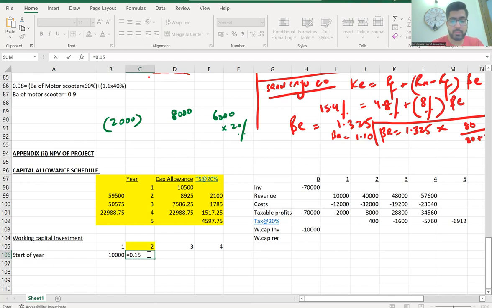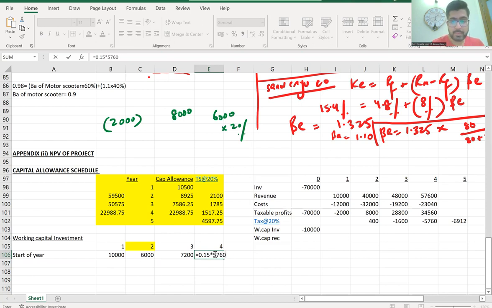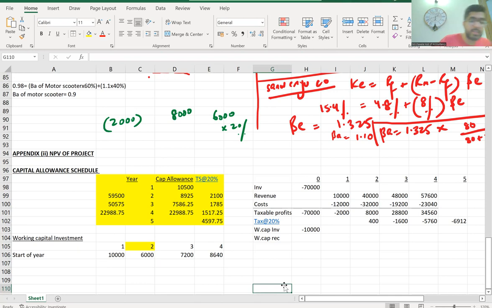So 15% of revenue means start of year two, 15% of 40,000, year two revenue. Then 15% of year three revenue, 48,000. And then 15% of year four revenue, 57,600. This is the working capital required at the start of the year. One, 10,000, you put it in zero. But in year 2 to 4, it was 15% of revenue of each year. So 40,000, 15%, then 48,000, 15%, then 57,600, 15%.